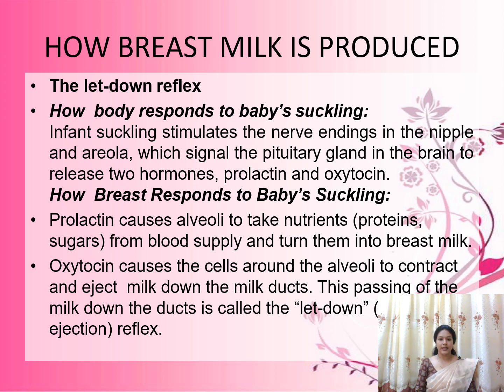And how the breast milk is produced and the let down reflex are explained once again over here. When the infant is sucking, it stimulates the nerve endings in the nipple and areola, and this signal will go to the pituitary gland in the brain to release the hormones prolactin and oxytocin. Prolactin will make the alveoli take the nutrients, that is protein and sugar, from the blood supply, and this will get turned into breast milk. And oxytocin will make the cells around the alveoli contract and eject the milk, and it will let the milk down. This is known as the let down reflex or milk ejection reflex.